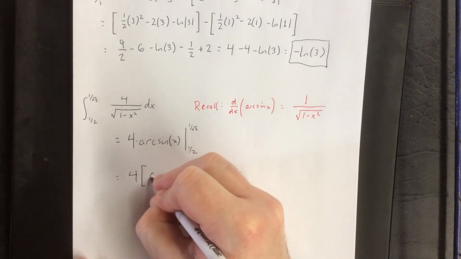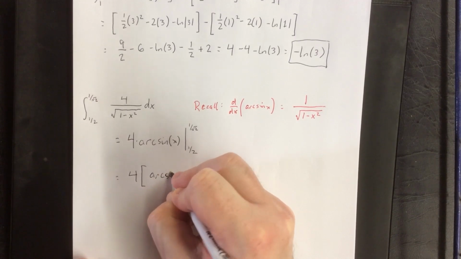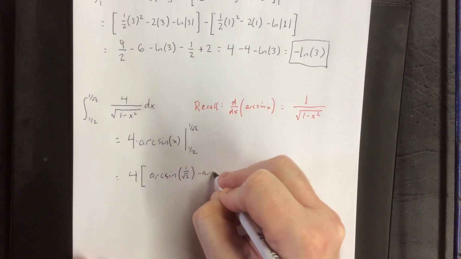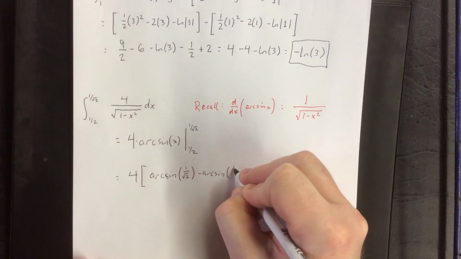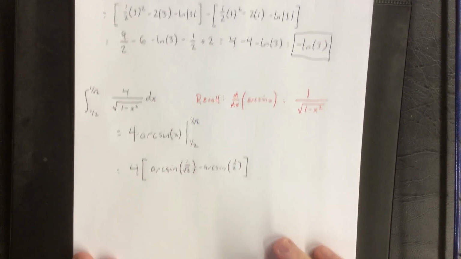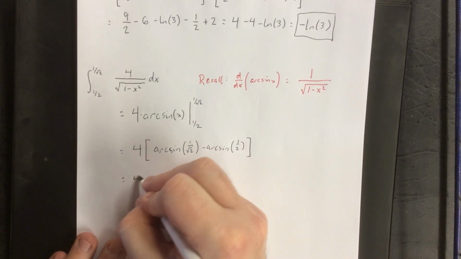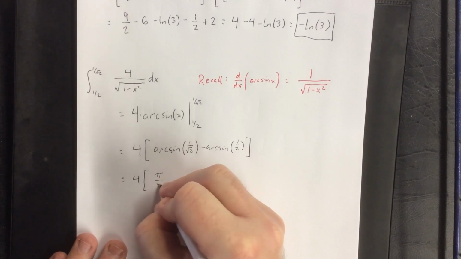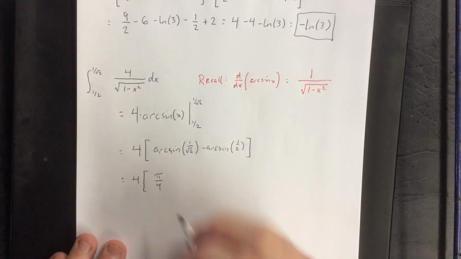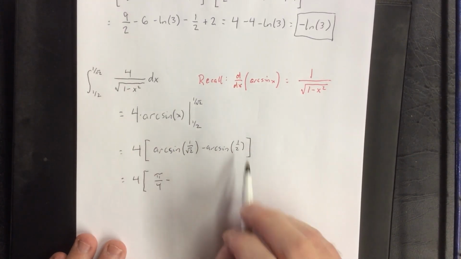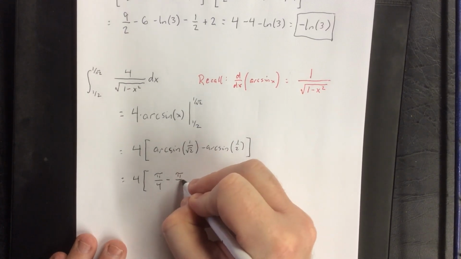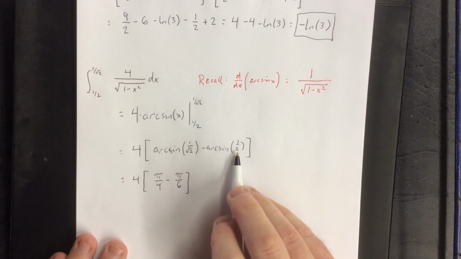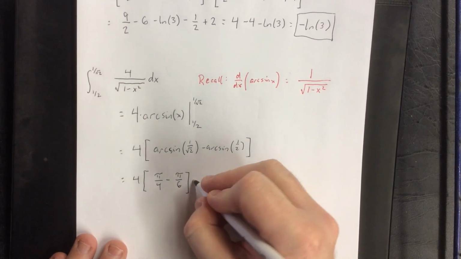And as far as plugging in our limits of integration are concerned, this will be 4 times the arcsine of 1 over the square root of 2 minus the arcsine of 1/2. Simplifying each of those, arcsine of 1 over the square root of 2 is going to be pi over 4. That's the angle whose sine is equal to 1 over the square root of 2. Minus the arcsine of 1/2, that would be pi over 6, because again, that is the angle whose sine is equal to 1/2.